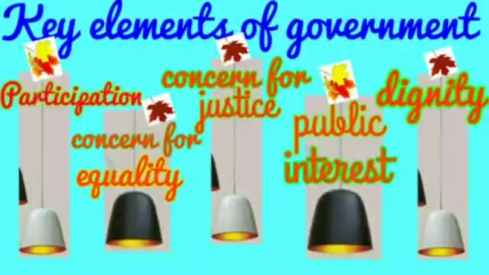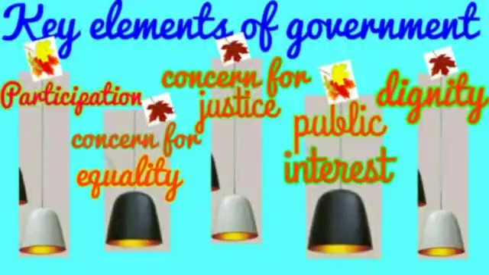Second is the concern for equality. It is the duty of a democratic government to provide equality to all its citizens. All citizens are equal in the eyes of a law. Law gives equal protection to all without any discrimination, without any differences. Next is the concern for justice. Justice is an important key element of a democratic government. All should be given justice. All should be equal before law.